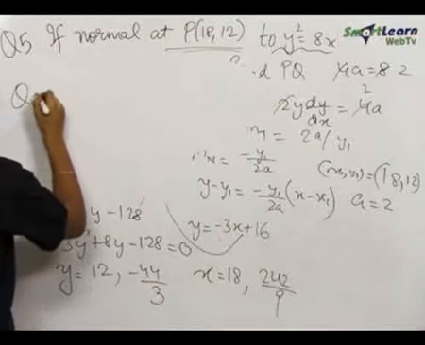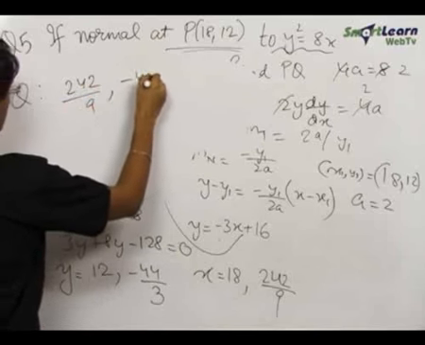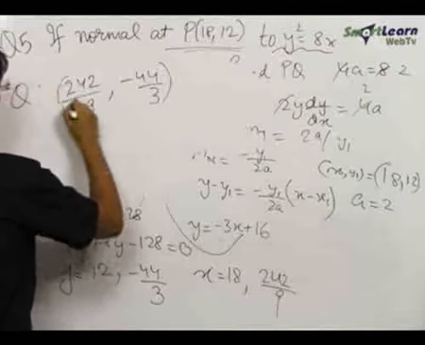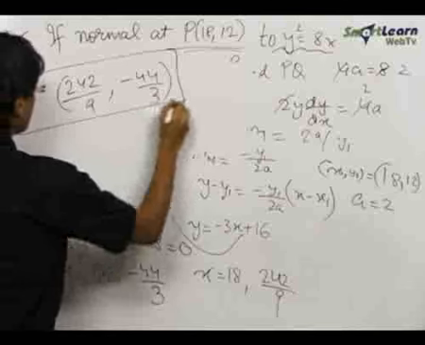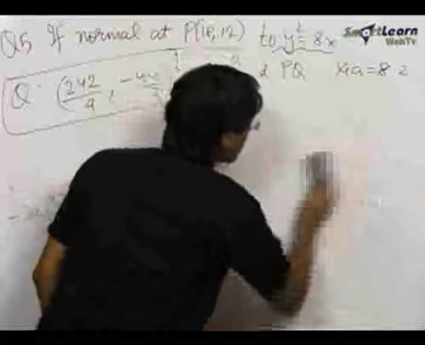and hence our Q is (242/9, −44/3). We can also solve this question by another method.